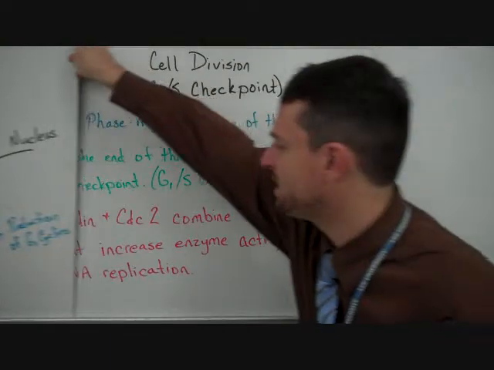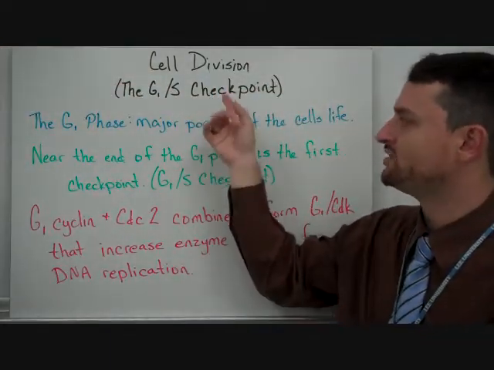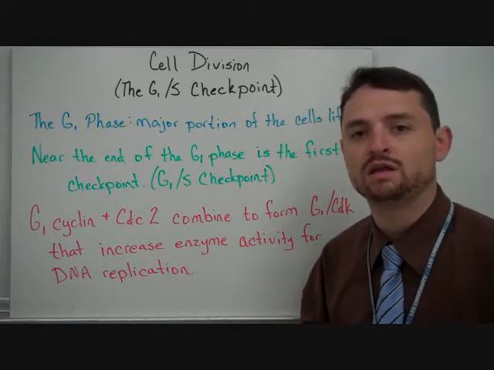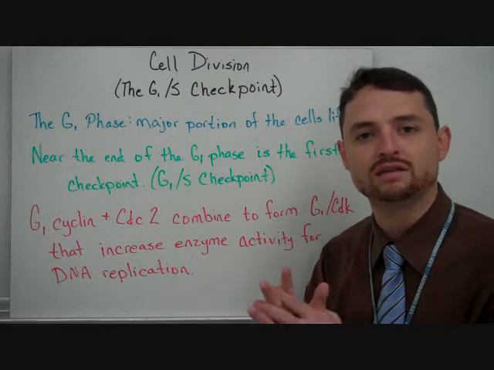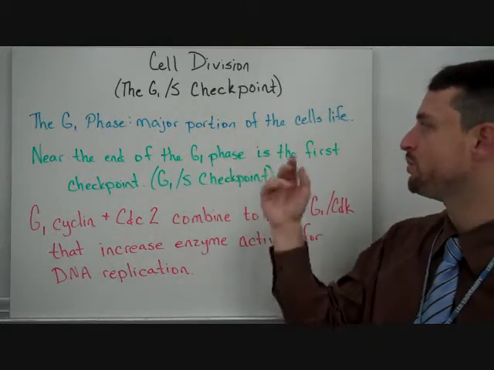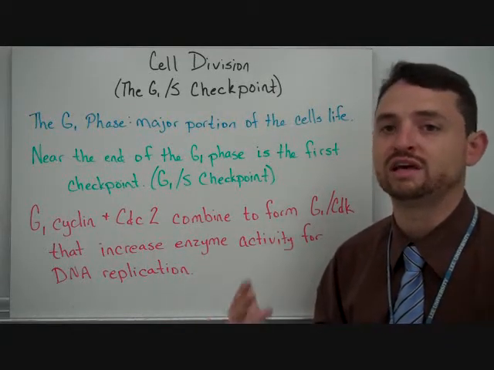So let's go ahead and look at that. We see here that we've got the G1/S checkpoint. Right there at the end of the G1 phase is a checkpoint. And until that checkpoint is met, that cell will stay in G1 phase. In G1 phase, we've got a major portion of the cell's life. It's doing its normal functions and that sort of thing.